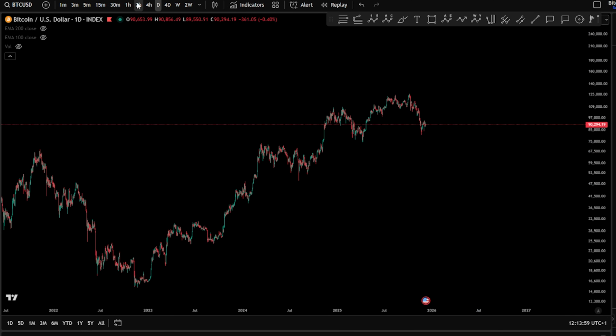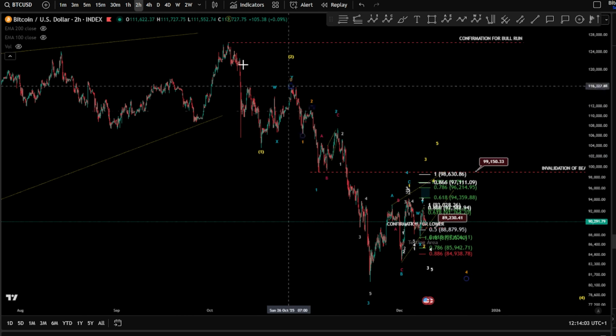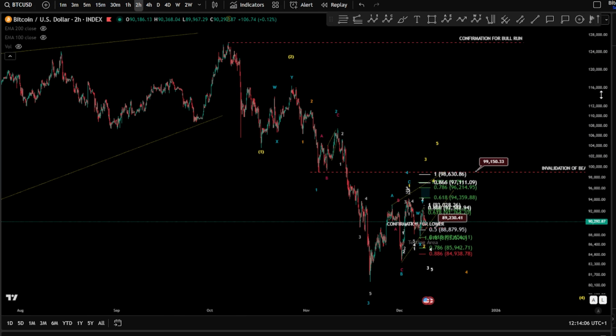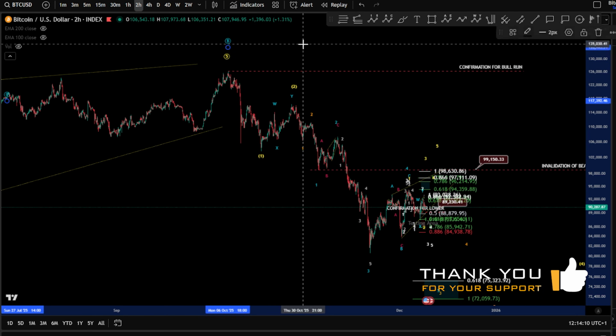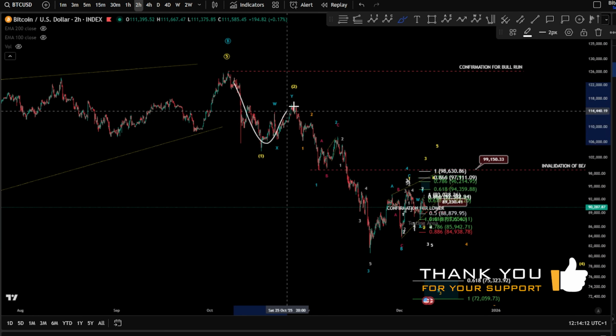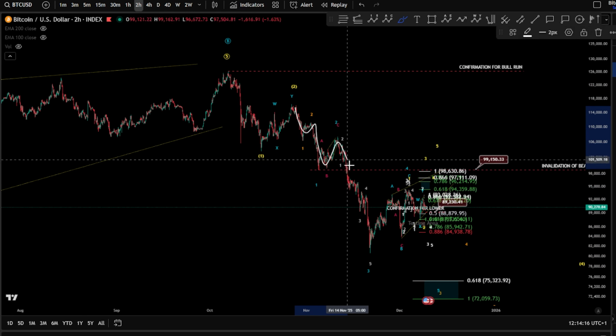Now let's move to the 2 hours chart here. Our detailed analysis here for the micro level, where we are looking at our top here, or all-time high, I would say, for a 1-2, and then we're looking for wave 3 still unfinished, and that's because of the double 1-2.